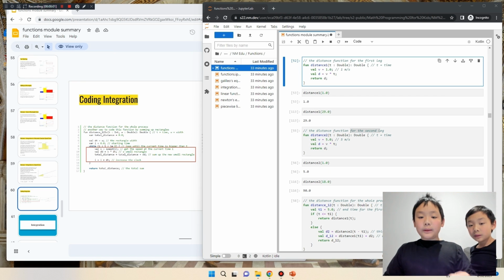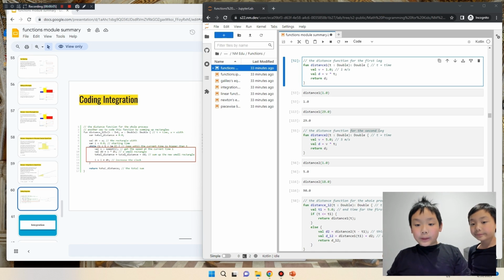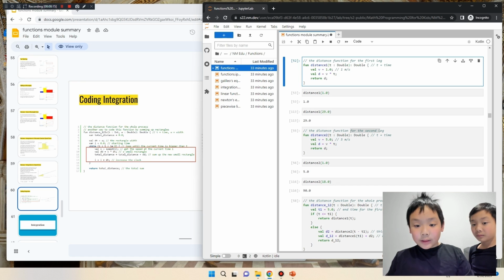So now we're going to be doing coding. The first function here is going to be coding the first leg. First we define the function distance1, which is just the name of the function. We'll call it distance1 because it's an easy name. This is basically the function for the first leg. Here the value of v is always 1, and when you type this in, it says v times t, which is 1 times t. It gives you the distance.